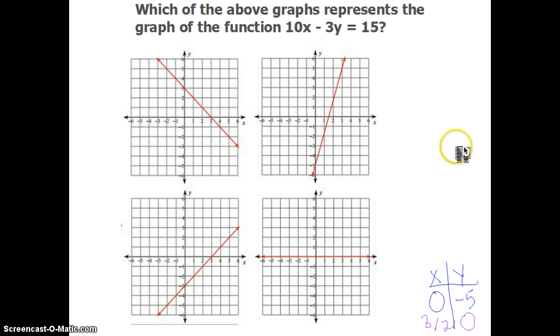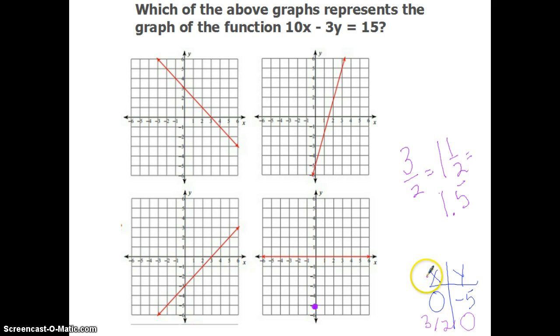Okay, so here's our graphs again. We're looking for the first value to be 0, negative 5. So 0 in the x sense and negative 5 in the y sense is going to be right there. And then the other one is 3 halves. Now 3 halves is otherwise known as 1 1/2, or otherwise known as 1.5.